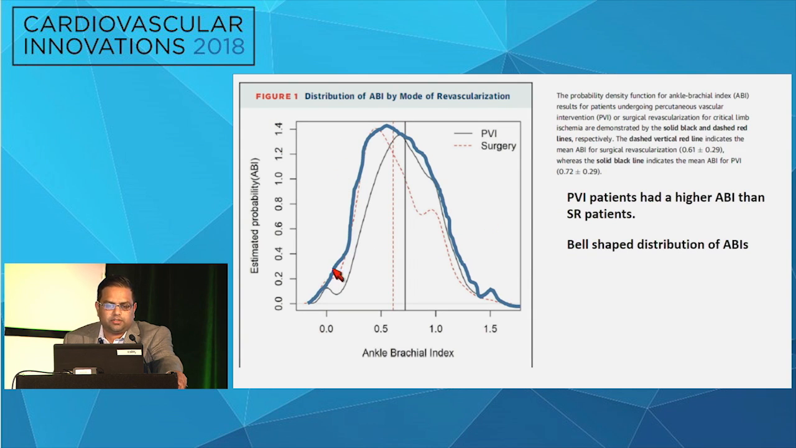And what you see here is the distribution of ABIs by patients undergoing PVI, which I highlighted in blue, and surgery, which is the lighter line. Patients undergoing peripheral vascular interventions had higher ABIs than surgical, but that's not the relevant point. It's more that you see a bell-shaped distribution of ABIs across the CLI population. So it's not necessarily skewed towards low ABIs.